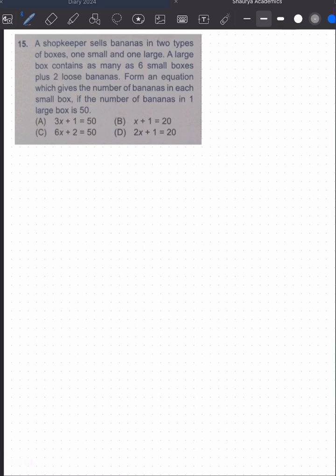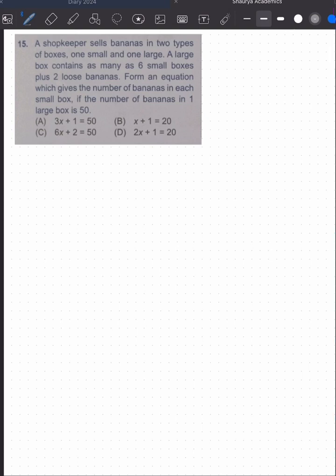Next, a shopkeeper sells bananas in 2 types of boxes, one small and one large. A large box contains as many as 6 small boxes plus 2 loose bananas. Form an equation which gives the number of bananas in each small box if the number of bananas in one large box is equal to 50. So again, we don't have to solve it, just have to form the equation.